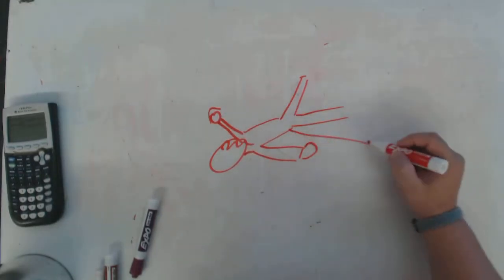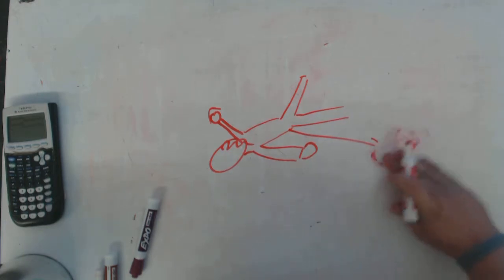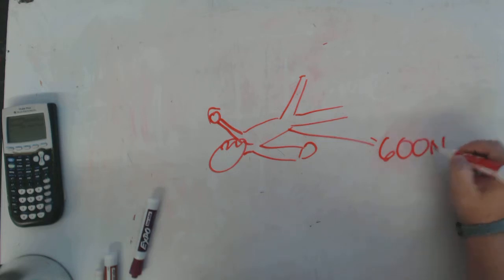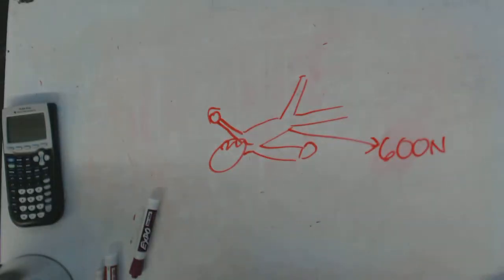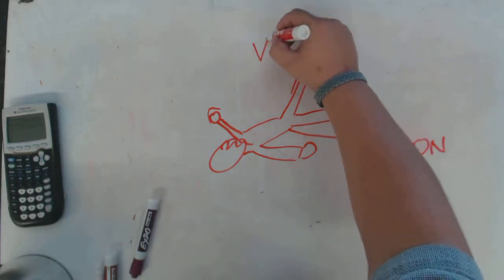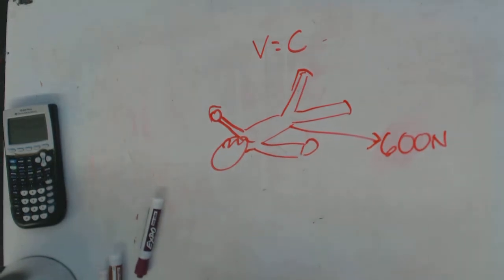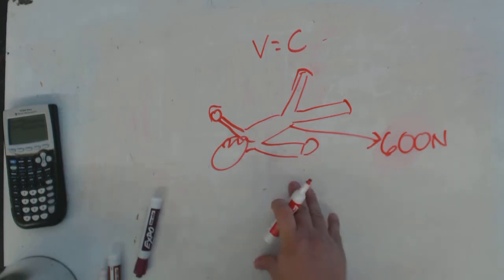Okay? He has a weight of approximately 600 newtons. Let me rewrite that so it's a little more legible. 600 newtons. And he's achieved something that's known as terminal velocity, which means that he's moving at a constant rate. His velocity is constant. Okay? So that's a key thing you need to know, is the idea of what terminal velocity means.